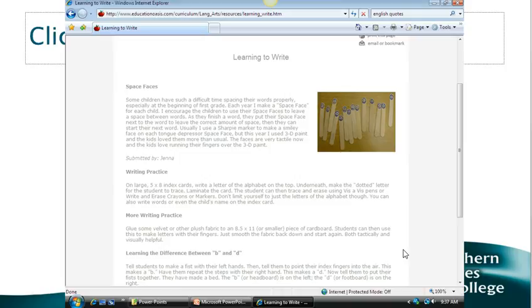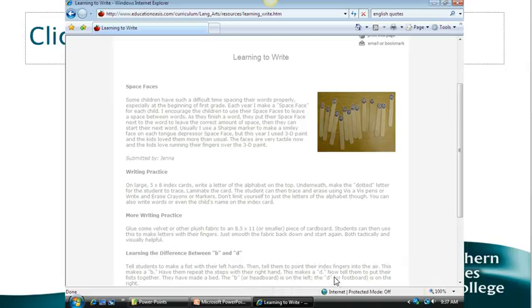Okay, so the last one is learning the difference between B and D. What you're going to do is tell the students to make a fist with their left hand, then tell them to point their index finger into the air. And this makes a B. Have them repeat the steps with their right hand.